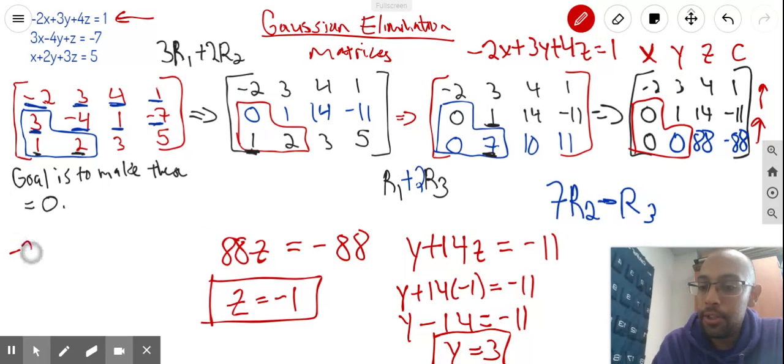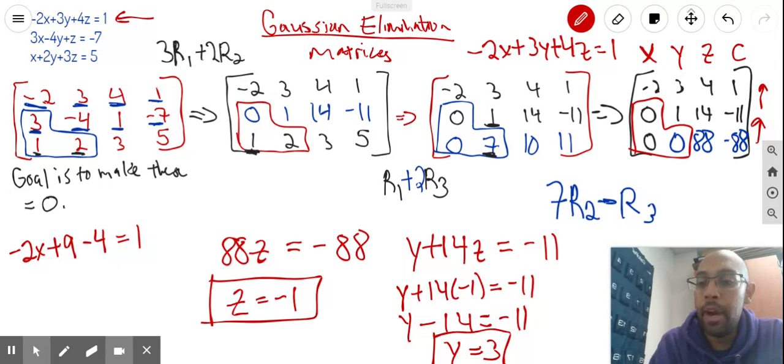So negative 2x, 3 times 3 is 9. 4 times negative 1 is negative 4. That's going to equal 1. 9 minus 4 is 5. So negative 2x plus 5 equals 1. Subtracting 5 from both sides gives you negative 2x equals negative 4. And dividing both sides by negative 2, x equals 2.